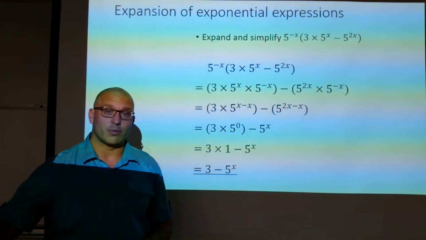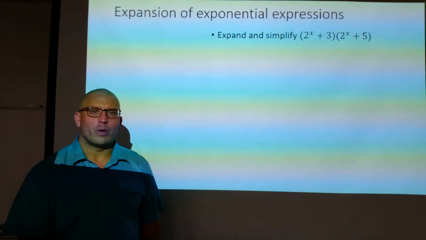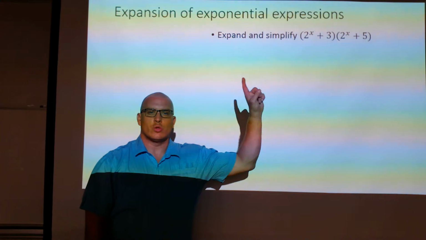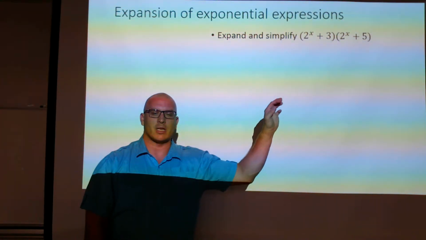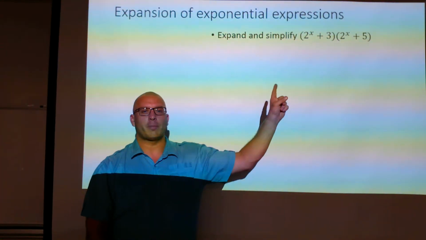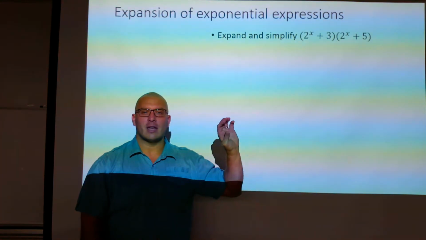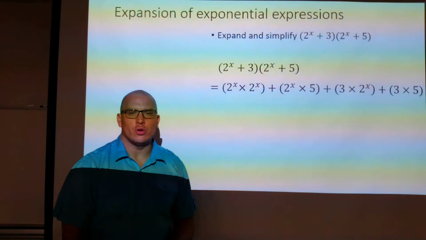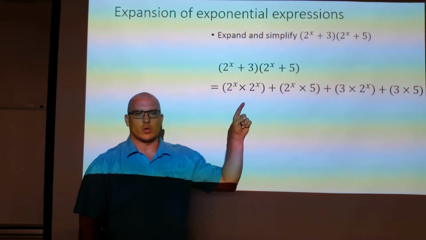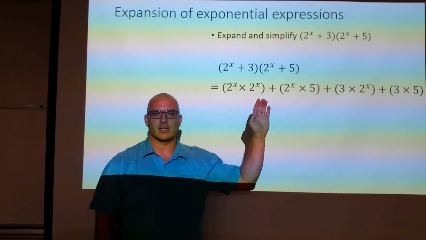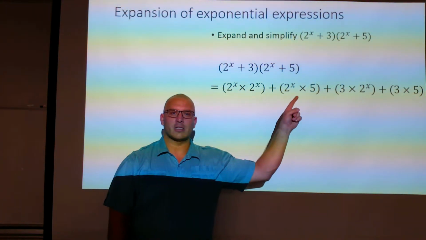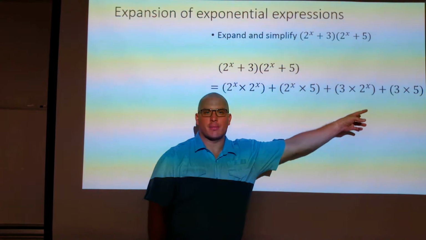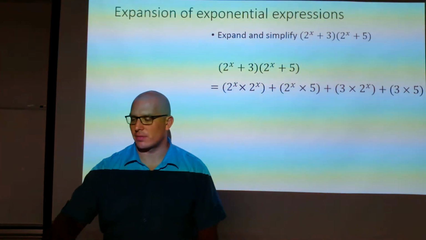Let's try another example. So now we have one where we're going to multiply two things together. 2 to the power of x plus 3 multiplied by 2 to the power of x plus 5. Again, we're just going to multiply everything through as we've done before. So that gives us 2 to the power of x times 2 to the power of x plus 2 to the power of x times 5 plus 3 times 2 to the power of x plus 3 times 5.